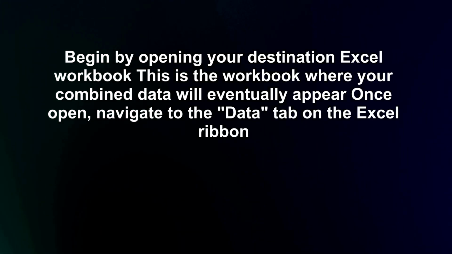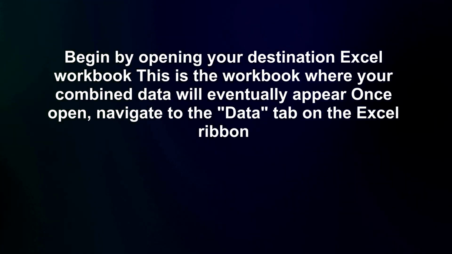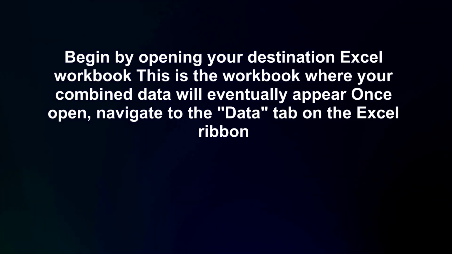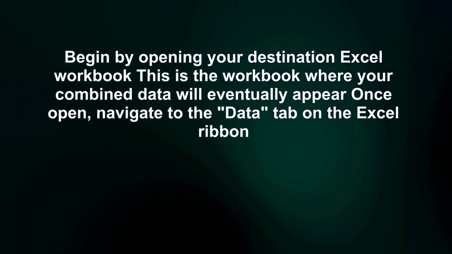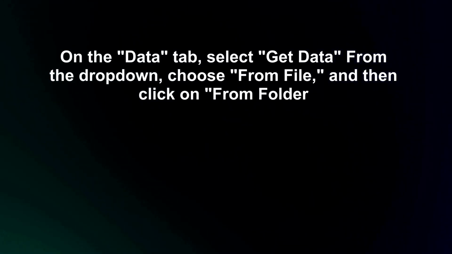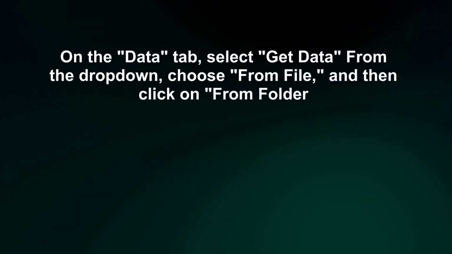Begin by opening your destination Excel workbook. This is the workbook where your combined data will eventually appear. Once open, navigate to the Data tab on the Excel ribbon. On the Data tab, select Get Data from the drop-down, choose From File, and then click on From Folder.